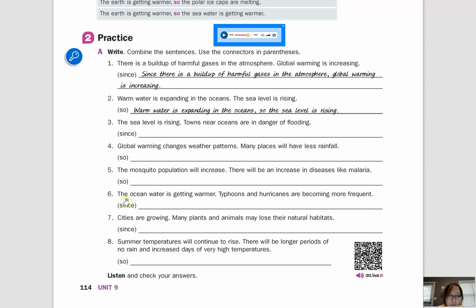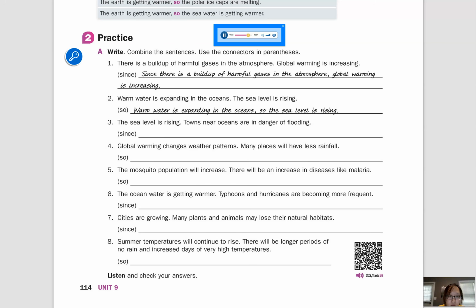Okay, I just noticed that the audio answer used so. So I think the answer was cities are growing, so many plants and animals may lose their natural habitats. Of course, that's correct. But if you use since, as it says here, then you can say, since cities are growing, many plants and animals may lose their natural habitats. Or, of course, you can say many plants and animals may lose their habitats since cities are growing. Okay, let's continue.